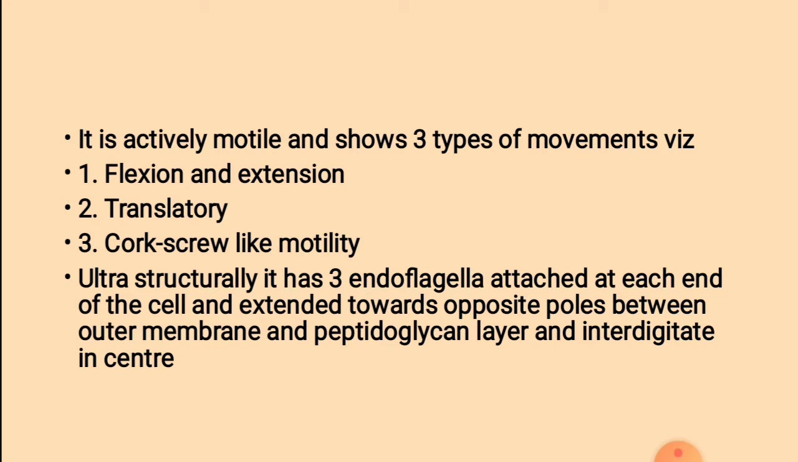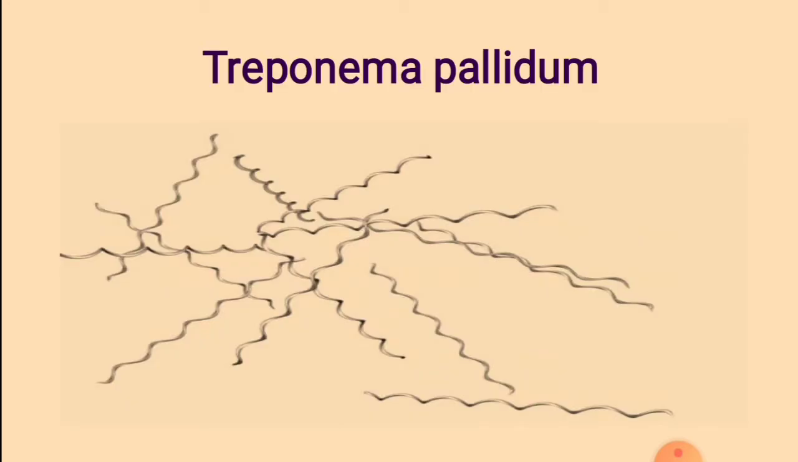Ultrastructurally, it has three endoflagella attached at each end of the cell and extended towards opposite poles between the outer membrane and peptidoglycan layer and interdigitate in the center. Interdigitate means to fold. This is the structure of Treponema pallidum. It's a spirochete, or spiral shaped bacteria.